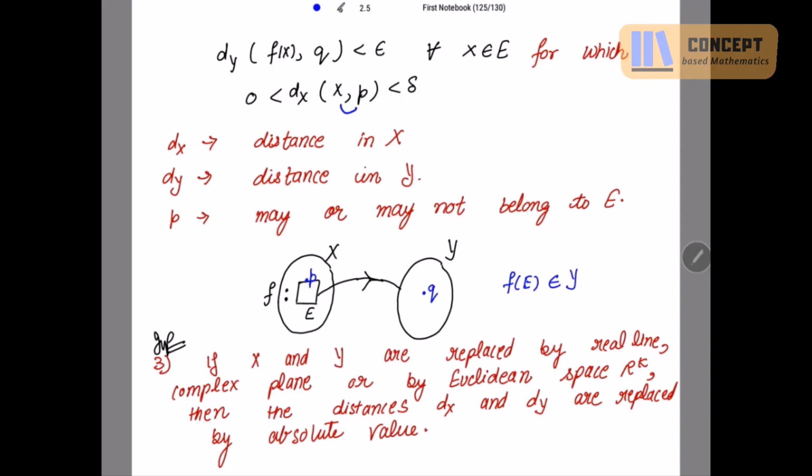So this is a very important definition which is used in the coming theorem, in the proof of the coming theorem. Third is, if X and Y are replaced by real line or complex plane or Euclidean space R^k, then the distances d_X and d_Y, these are replaced by absolute values, right? Okay, let's start with the theorem.